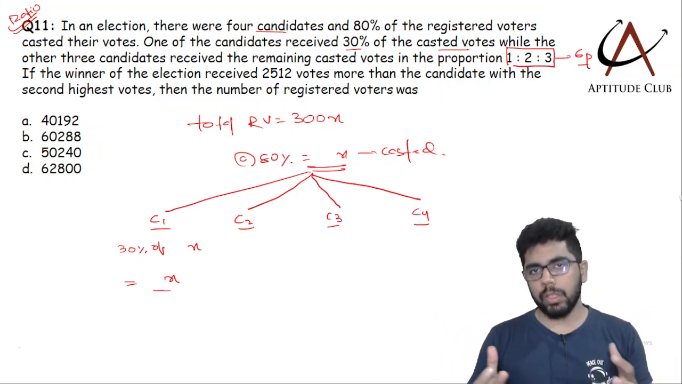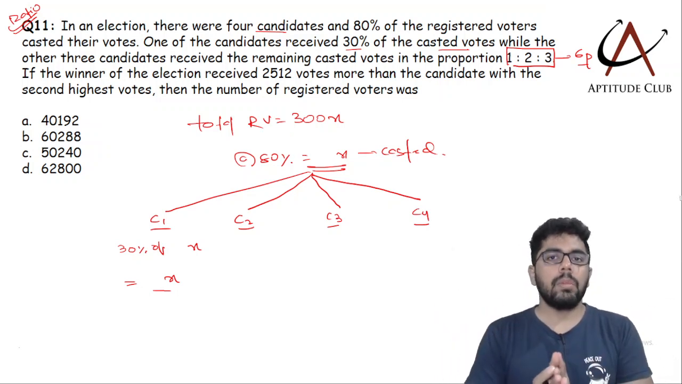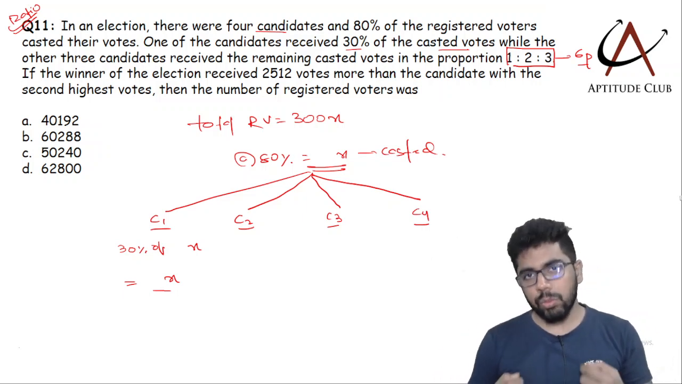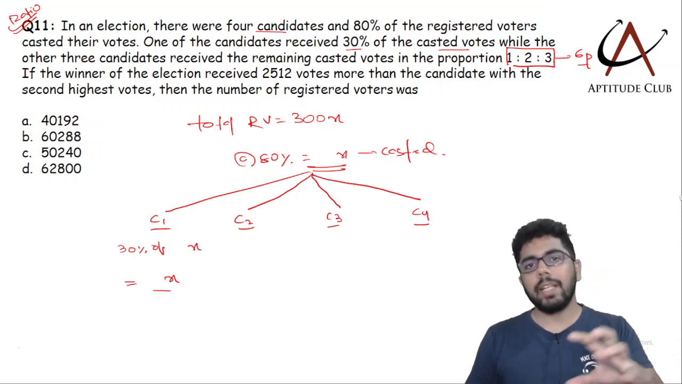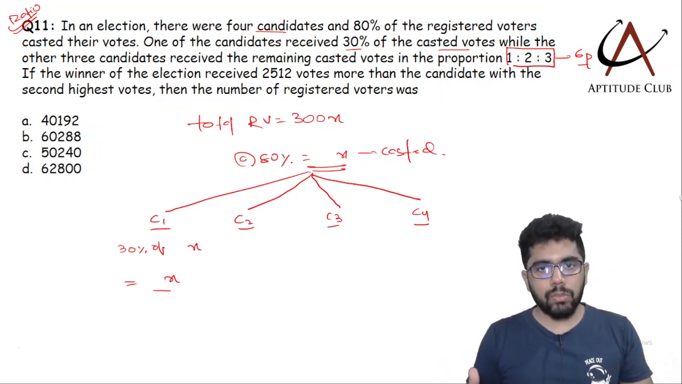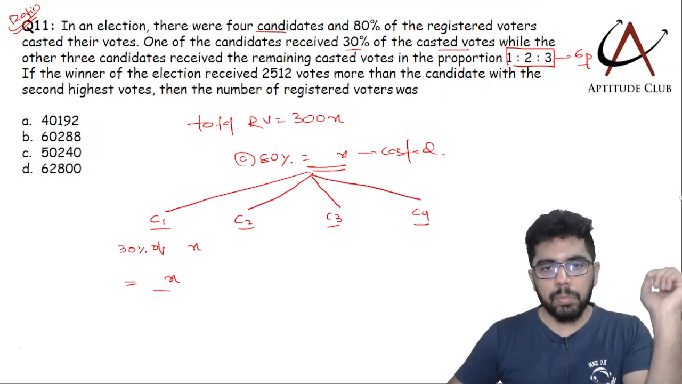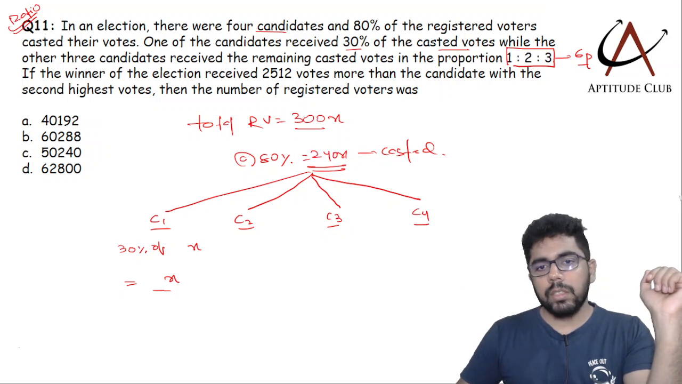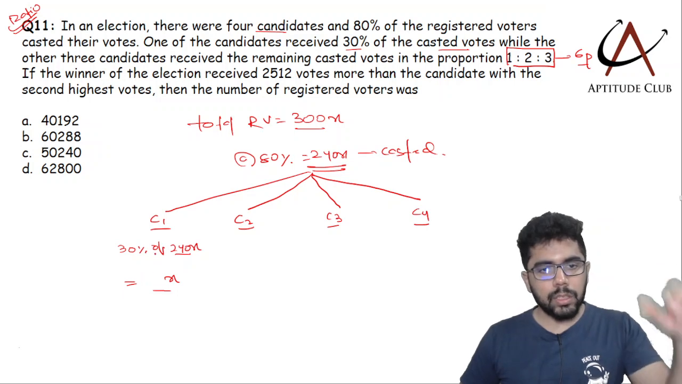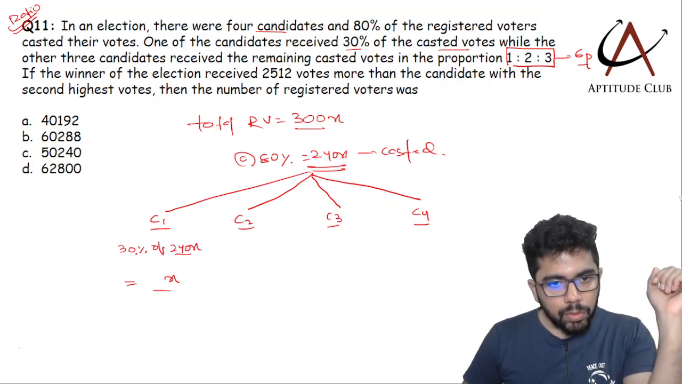Now it's a way of solving. It's not any concept, but it's a problem solving approach. If assumption is in our hands, why not assume something which will make our calculations easier? Why assume something and then get into a lengthy process of solving? So look how it becomes simpler. 80% of this will become 240x. Then 30% of 240x will be 72x.